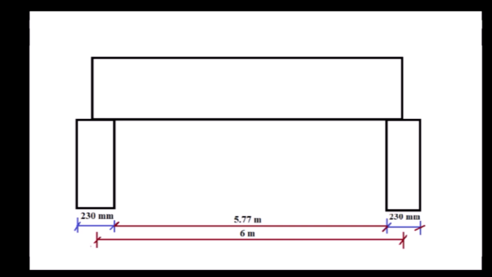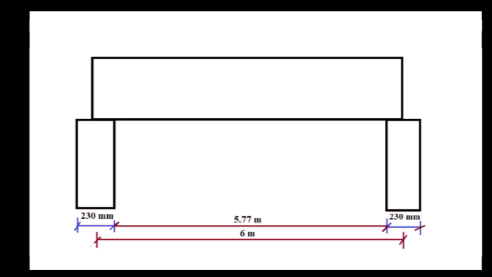Next, the thickness of the masonry wall. This is a simply supported beam, supported upon masonry walls. The thickness of one masonry wall is 230 mm. So from the center of this masonry wall to the center of the other masonry wall, this distance is the center to center distance.